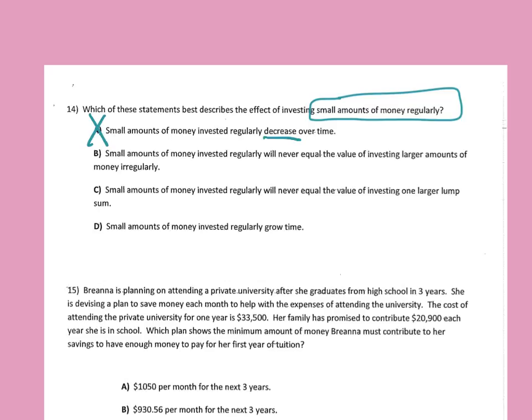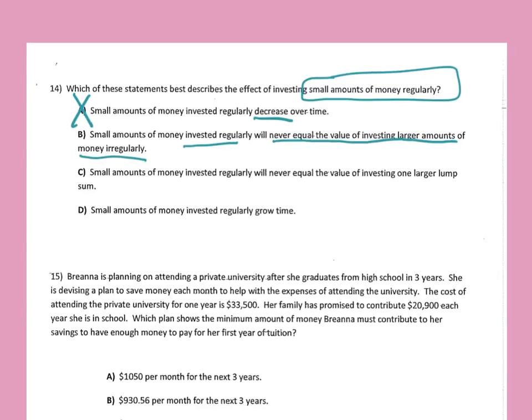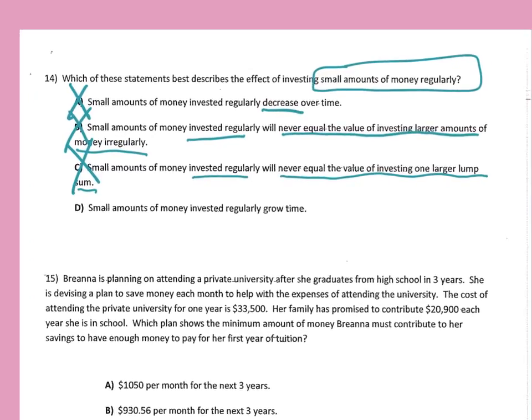That's not true. B, small amounts of money invested regularly will never equal the value of investing larger amounts of money irregularly. Remember, we said that that was not true, that it's better to save a small amount regularly over time, not sporadic amounts of larger. So C, small amounts of money invested regularly will never equal the value of investing one larger lump sum. Again, that's not true, because typically with interest, your amount of money is going to grow if you're investing regularly.